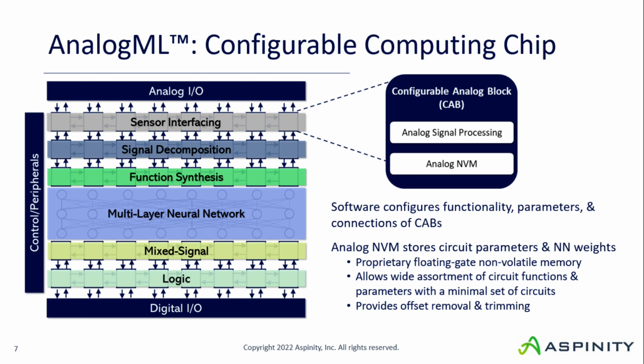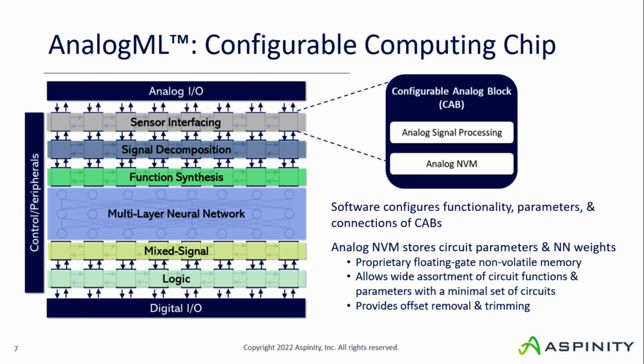So not all CAB elements are the same. Up towards the top, where the sensor information would come in, we have CABs that are specifically tailored to being able to do things like sensor interfacing. And as you progress farther in, you'll see CAB elements that are very capable of doing analog pre-processing and creating a whole variety of types of features that you can then feed into a multi-layer neural net. And for good measure, we've got some mixed signal and logic capabilities that can help control timings and some extra decision-making tasks.